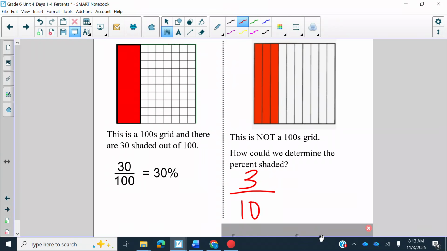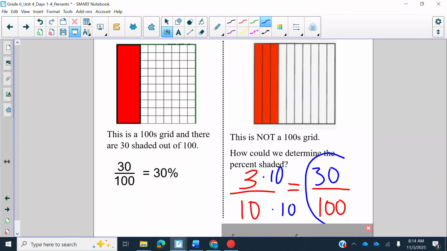So our goal here is to get this out of 100 because that is literally what a percent is. So we're going to have to think of, how can we get that out of 100? And I'm sure some of you are already noticing, hey, this is just like a ticket. If I multiply 10 times 10, that's how I get to 100. 3 times 10 is 30, and 30 out of 100 is equivalent to 30%. Both of those grids are the same. Pause, make sure you have this copied down on your page before you move forward.